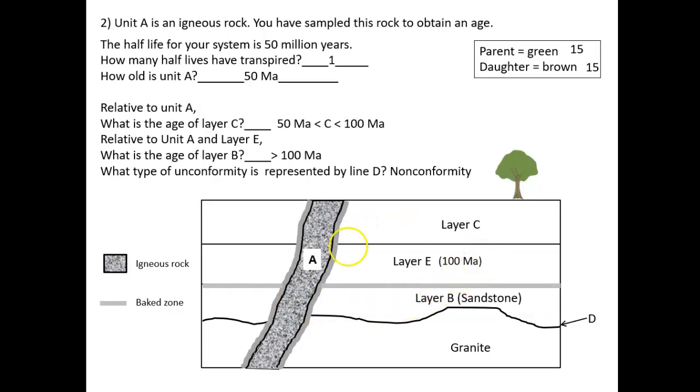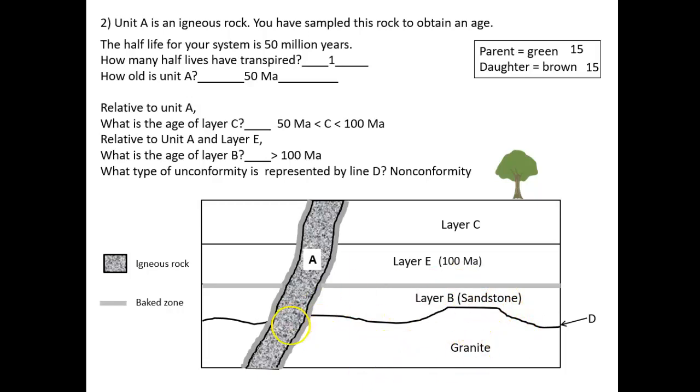If I asked you to put these in order, so you have the granite, B, E, C, and A, using your relative age dating principles, you should be able to do that. When we're trying to puzzle this out, we can see that A cuts everything. That suggests it is the youngest, because all the units had to be there in order to be cut.